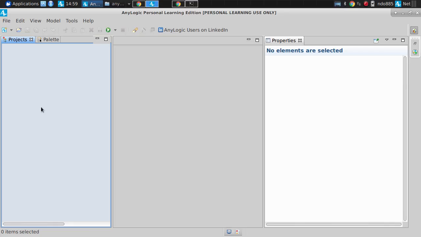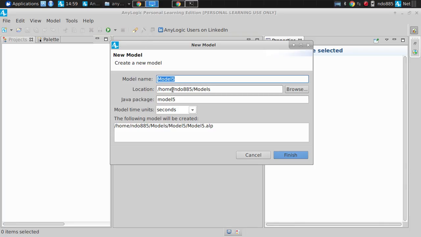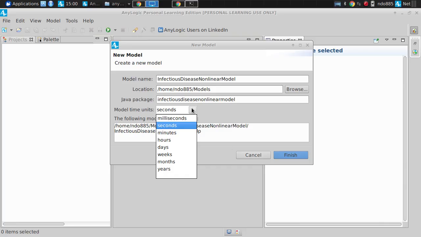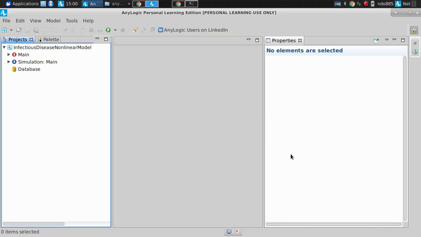Okay, so ladies and gentlemen, I would like you to do the following. I would like to start a new model, and this will be called infectious disease nonlinear model. Okay, and the time frame associated with this, ladies and gentlemen, will be... Give me just a second. I'm trying to remember if it's days or weeks here. Let's make it weeks. Okay. So per week. Yep. Great. Okay. There we go. Okay.